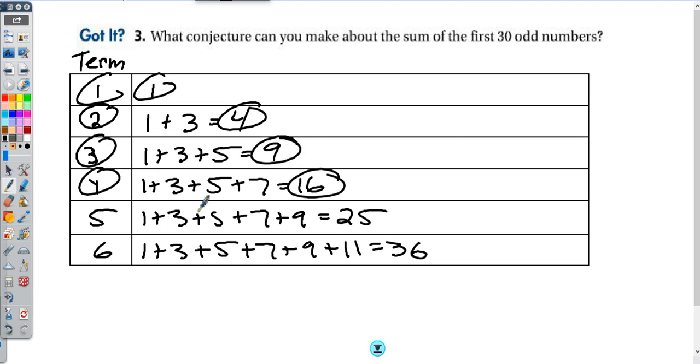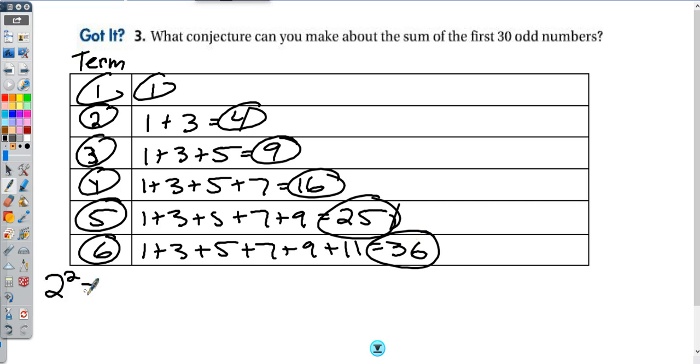So you're comparing the term to the sum. To get from 1 to 1, you can't really see what's happening. To get from 2 to 4, you would multiply 2 by itself, so you square it. So to figure out the 30th, you're going to square it. So 900 is the answer.